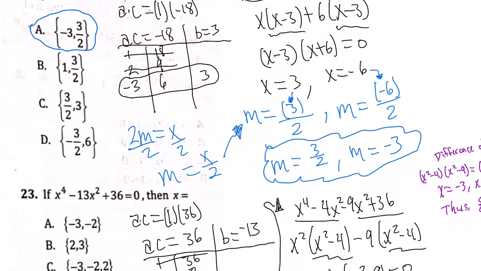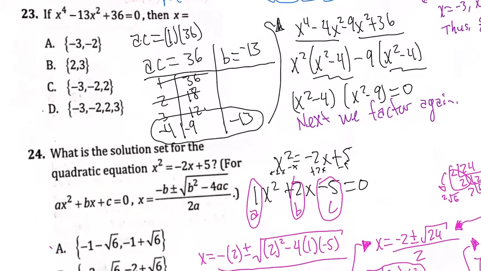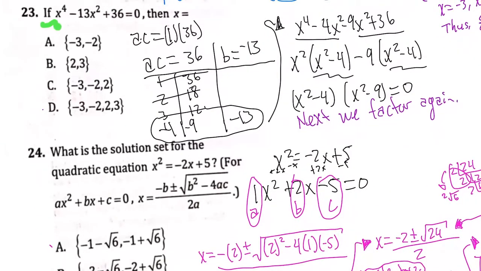All right, so the next one. If x to the fourth minus 13x squared plus 36 equals 0, then x equals what? Again, we use the AC method here. We found that a c is 36, and then b is equal to -13. So we go through the steps. It's not 1, it's not 2, it's not 3. It is -4 times -9 is positive 36, and they both add up to -13.